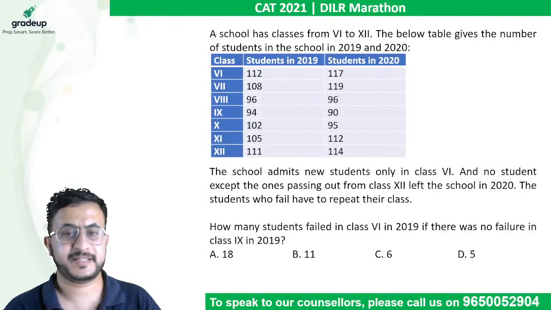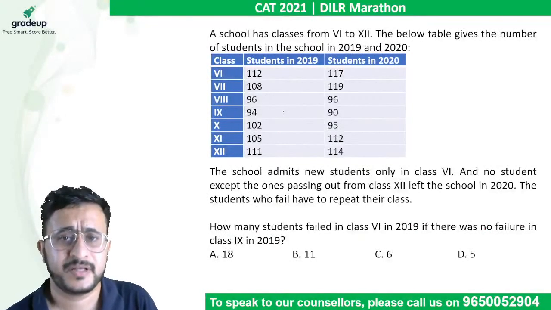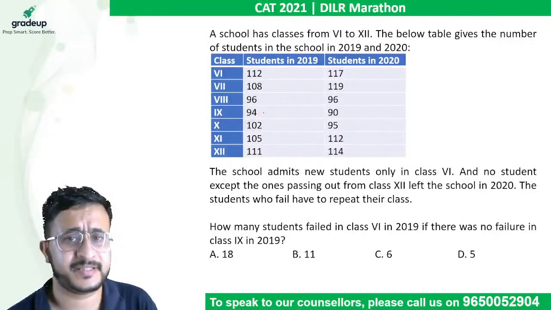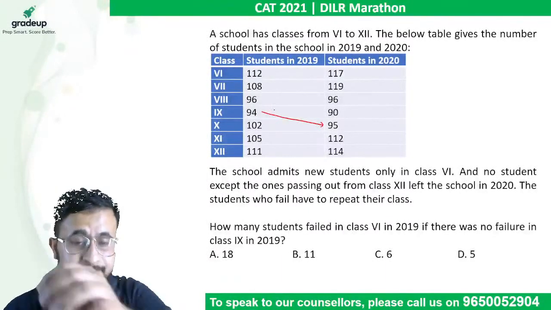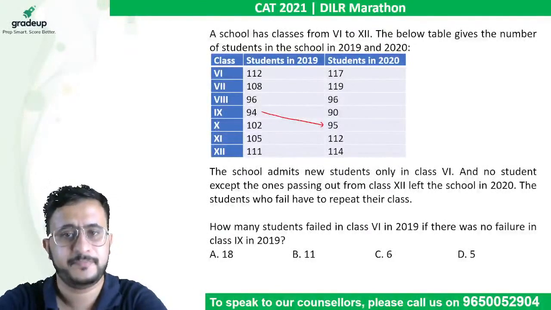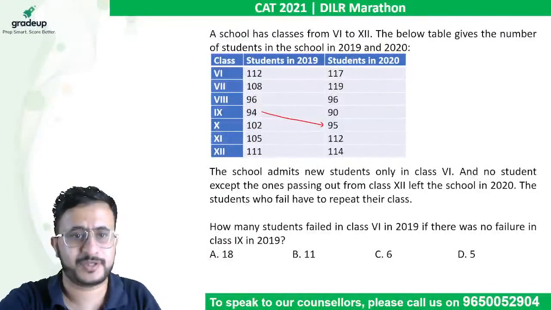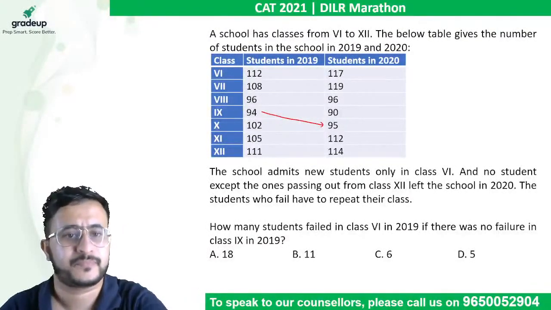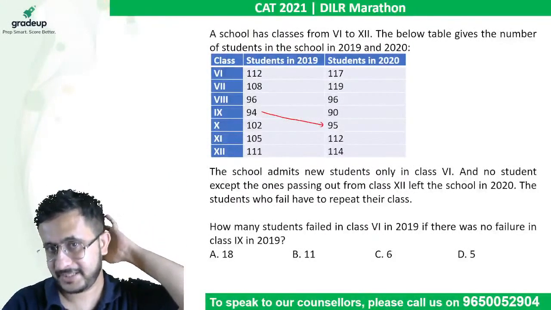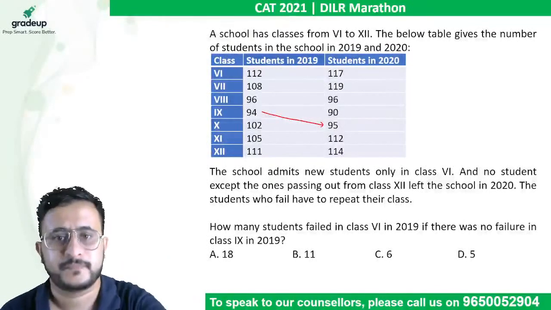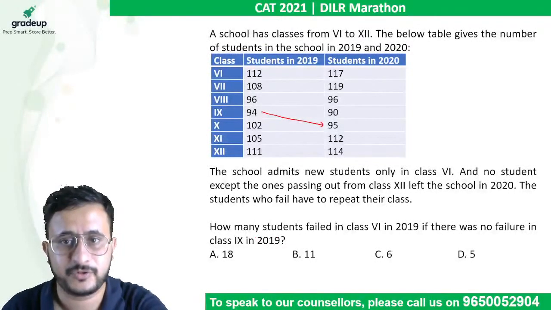Okay, so now what is happening is: how many students failed in class 6th if there was no failure in class 9th? If in class 9th there is no failure, that means all 94 will go here. All 94 will go to the next class. So that means if there was no failure in class 9th, all 94 will go this side.